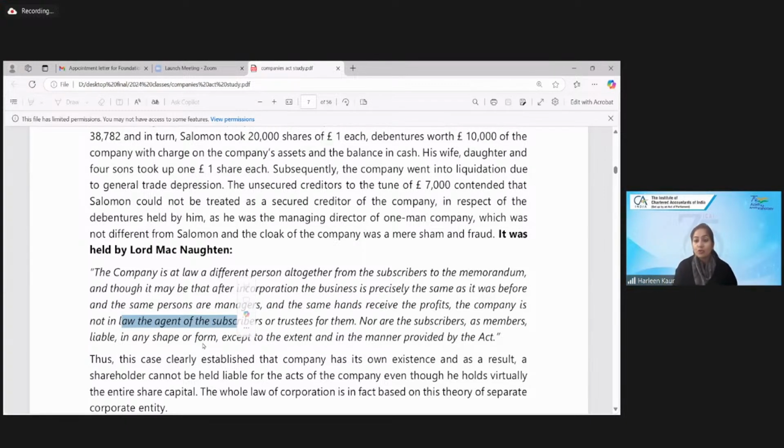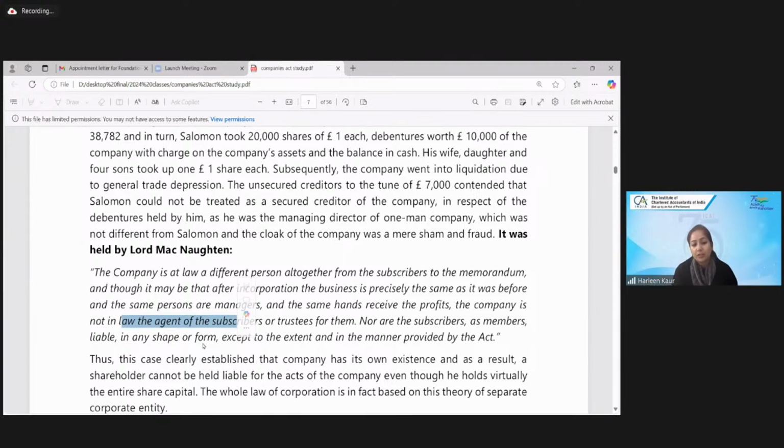So mutual agency is not there in the case of a company. You cannot say that a company is acting as a principal or agent. So you have taken up one share in Reliance. That does not mean that now Reliance is going to act as per your directions. So there is no agency relationship in the case of a company.